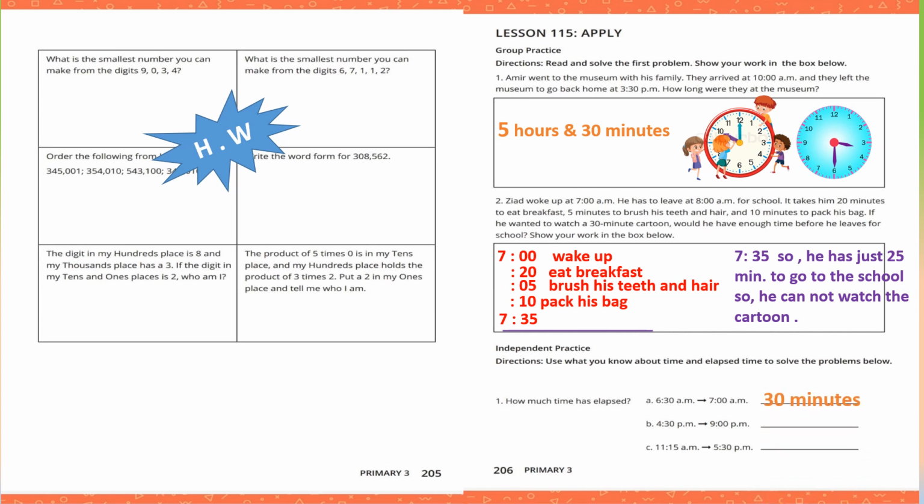The last one, how much time has elapsed? 6:30 to 7 a.m. So it will be 30 minutes. Letter B, 4:30 p.m. to 9 p.m. It will be 4 hours and 30 minutes.